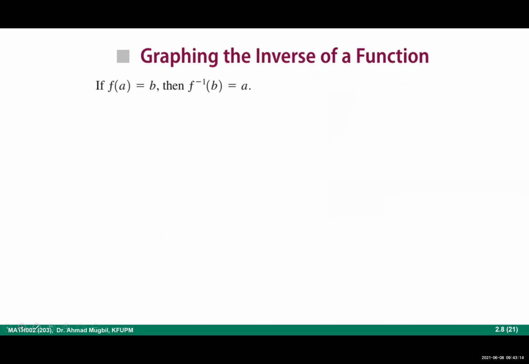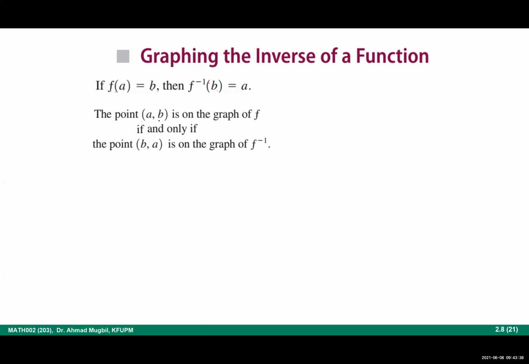Now let's generalize the idea of sketching the graph. So here, ya shabab, please pay attention. We can sketch the graph of the inverse without having the inverse if we have the graph of the function. Look. We know that if f of a equals b, then f inverse of b will be a. This is the definition of the inverse. This means that the point (a, b) is on the graph of the function f if and only if the point (b, a) is on the graph of the inverse.